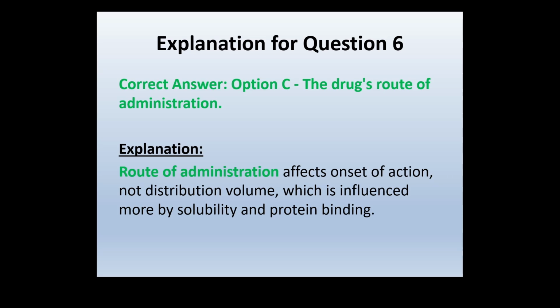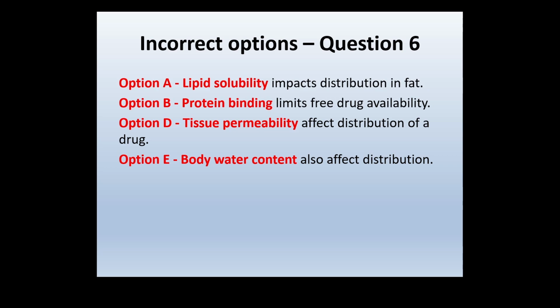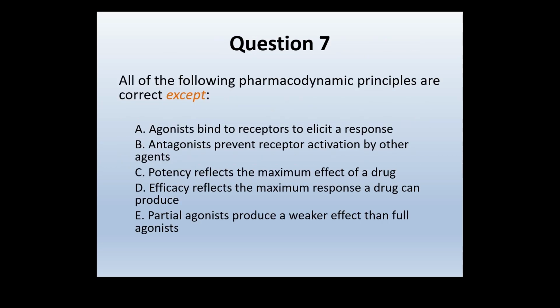The other factors do influence the volume of distribution. Option A, lipid solubility, can increase a drug's distribution into fat tissues, affecting its distribution. Option B, plasma protein binding, limits the amount of free drug available for distribution, as bound drugs cannot cross cell membranes as freely. Option D, tissue permeability, influences whether the drug can move through specific barriers, such as the blood-brain barrier, which affects distribution. Option E, body water content, impacts distribution, as hydrophilic drugs often distribute more into body fluids than into fat tissue. Question 7 is as follows.